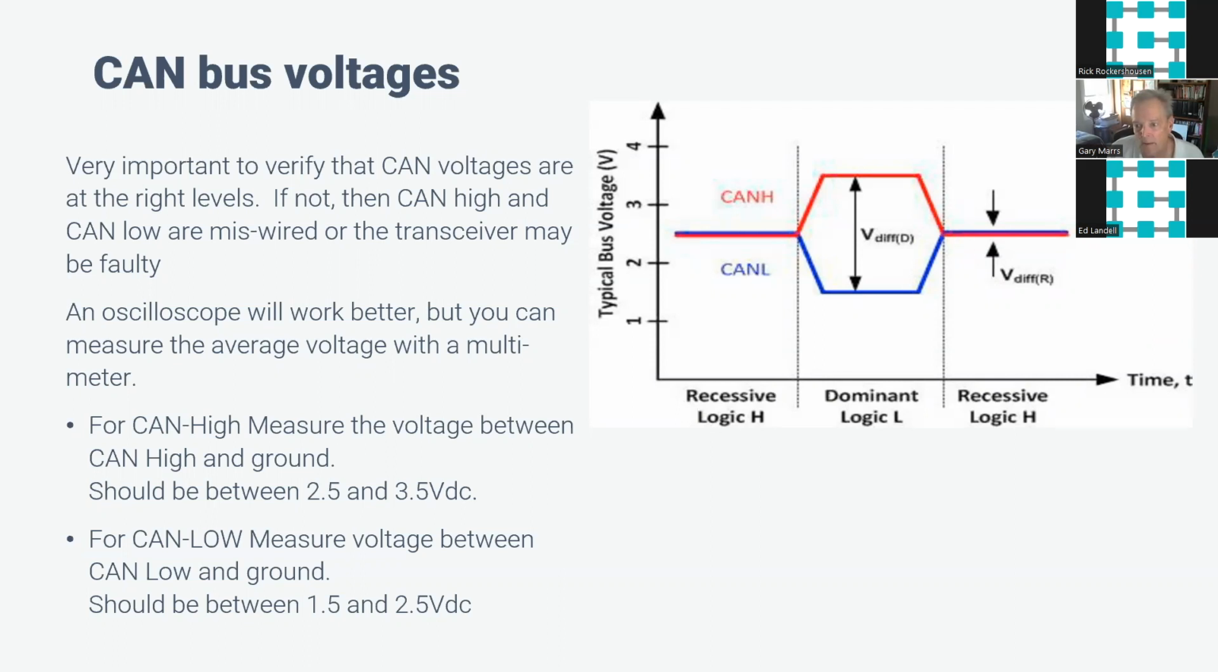So it's really important that the CAN voltages are at the right level. If they're not correct, then often that can tell you that CAN high and CAN low might be miswired somewhere, or you might have a faulty transceiver. So you can do this with a multimeter or a CAN tool. Most CAN tools will tell you this. Your CAN high should be between around 2.7 and 3.3 volts, and your CAN low should be between 1.7 and 2.3 volts when data is communicating on the bus.